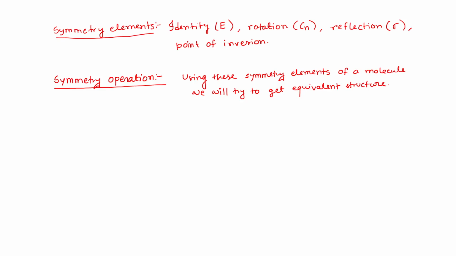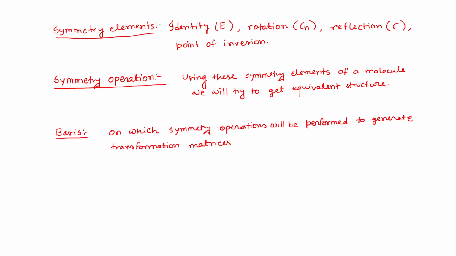So that symmetry element is not there. That means you have to see that that point group may not be for this molecule. Anyway, there are some things known as bases, on which your symmetry operations will be performed.